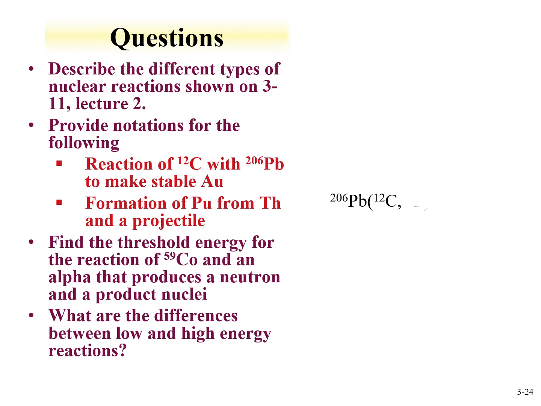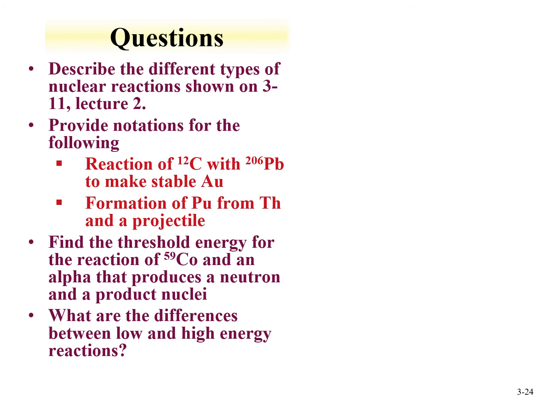In a similar vein, you could talk about the formation of plutonium from thorium and a projectile. This is a fairly open question. You would use a thorium isotope as a target. Thorium-232 is the longest lived thorium isotope, so that would be a reasonable target. Thorium has 90 protons. Plutonium has 94 protons, so you would need a projectile of at least 4 protons that would form a compound nucleus, would form a plutonium isotope.